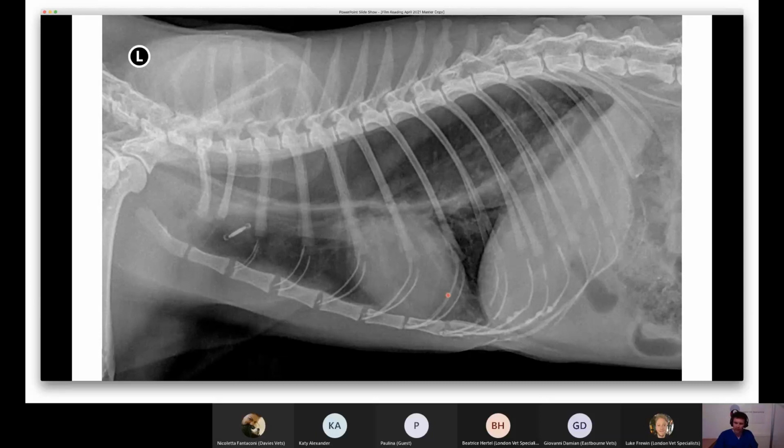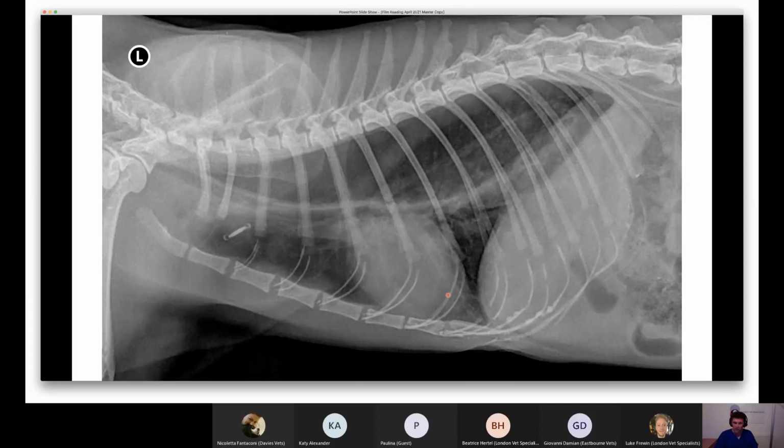And the main reason for this case being included last month was not only to review some of the changes that you might expect to see in a patient with megaesophagus, but also to think about the potential differentials. So you can see megaesophagus idiopathically, so no real reason for it.